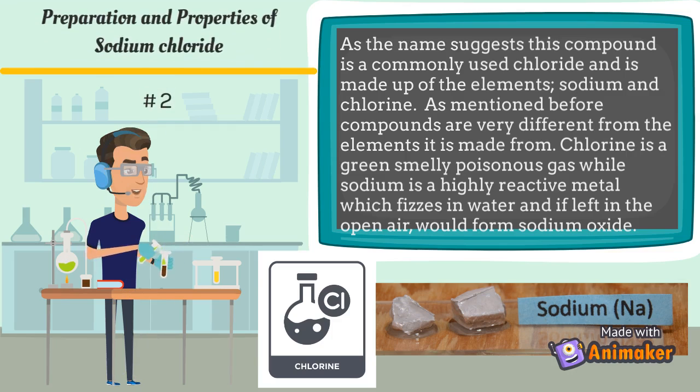In this video, we will be making and explaining the properties of the compound sodium chloride, also known as table salt. As the name suggests, the compound is a commonly used chloride and is made up of the elements sodium and chlorine. Salt is used in a variety of cuisines and put in almost every food that we eat.